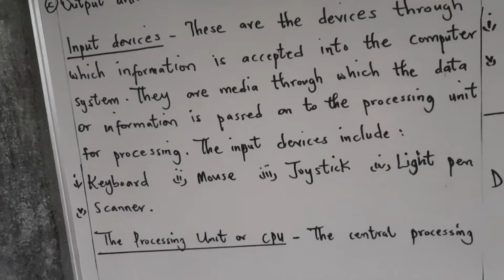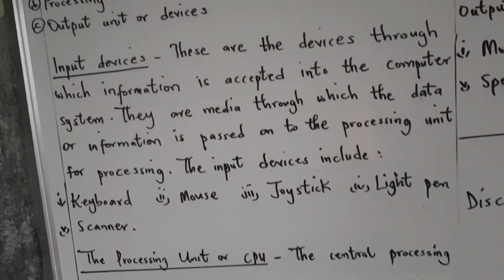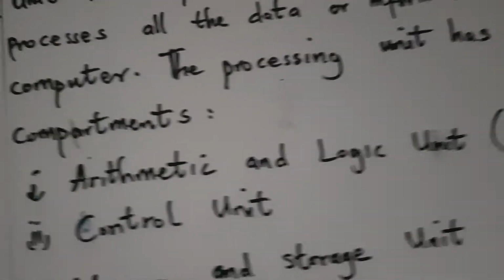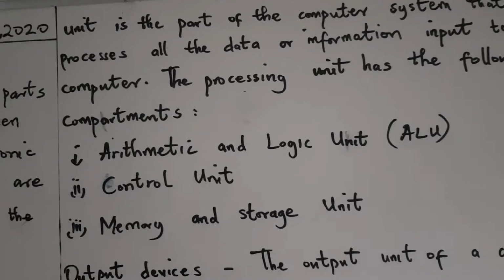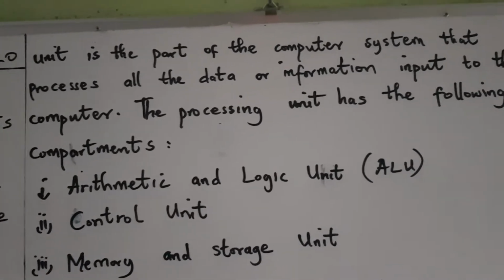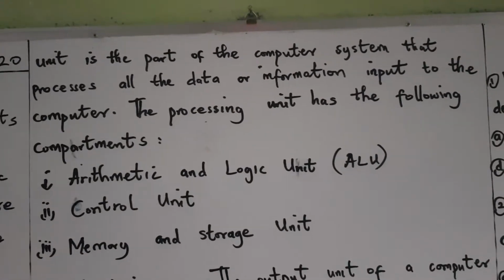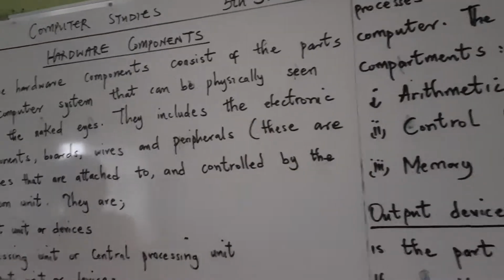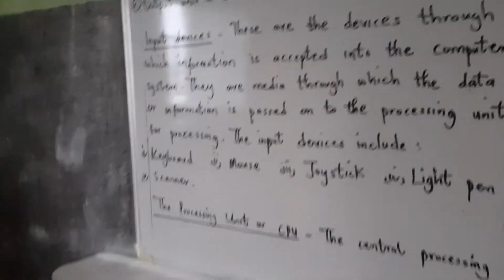The central processing unit's job is to what? Process all the data and information input into the computer. And this processing unit has the following compartments, which is the arithmetic and logic units, ALU, your control units, CU, and memory and storage units.